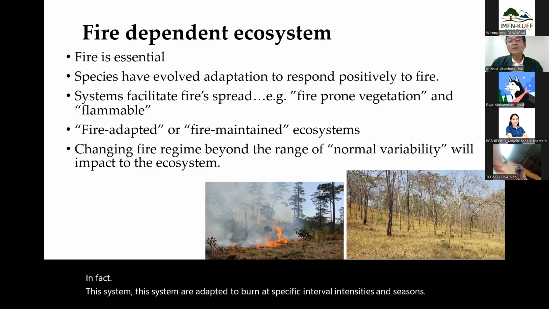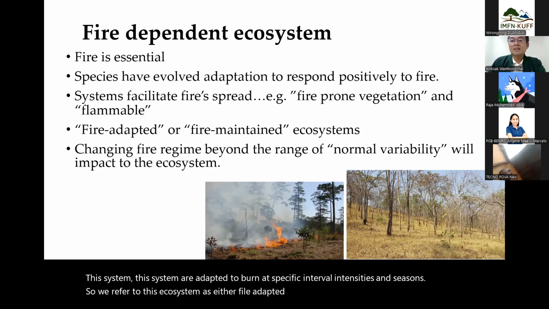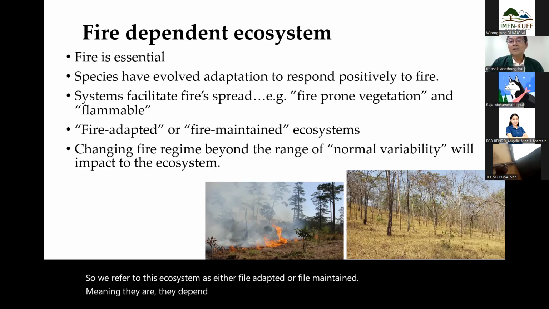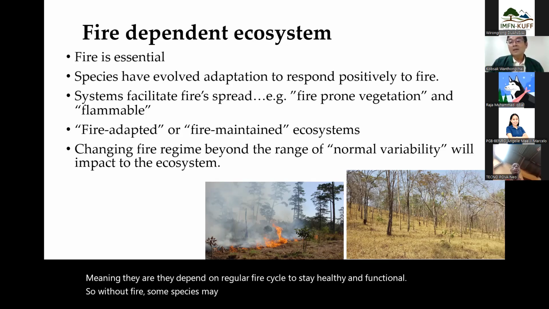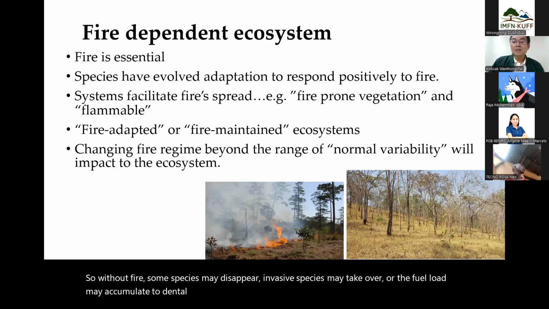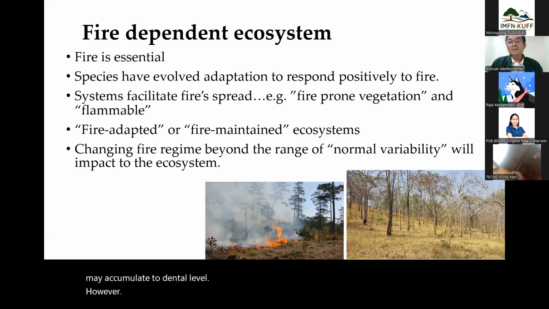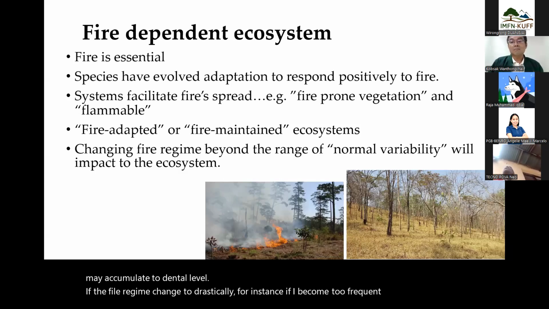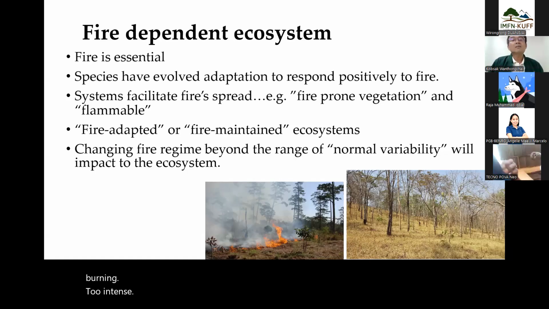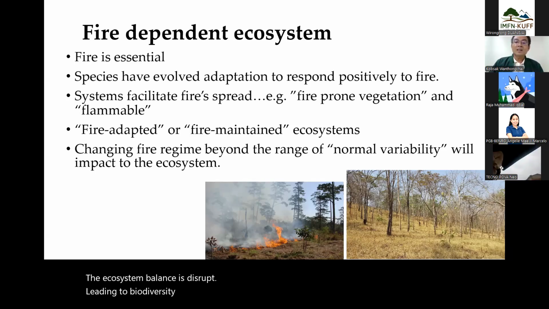So we refer to these ecosystems as either fire-adapted or fire-maintained, meaning they depend on a regular fire cycle to stay healthy and functional. Without fire, some species may disappear, invasive species may take over, or the fuel load may accumulate to a dangerous level. However, if the fire regime changes too drastically, for instance, if fire becomes too frequent, repeated burning is too intense, or fire is even completely suppressed, it can push the system beyond its natural variability. When this happens, the ecosystem balance is disrupted, leading to biodiversity loss, soil degradation, and long-term ecological damage.